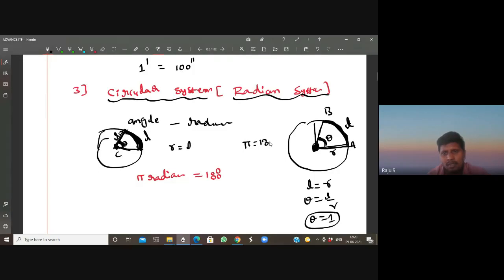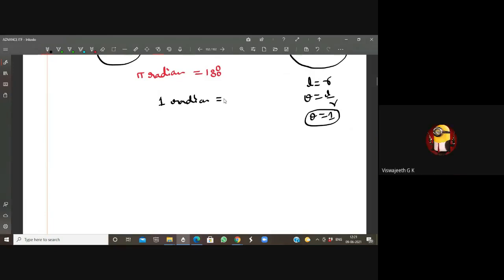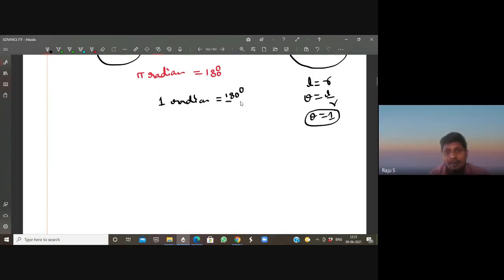Pi radians is nothing but how many degrees? 180 degrees. Yes or no? Yes, sir. That's it. Pi radians is equal to 180 degrees. Okay, 1 radian is how much? 1 radian is equal to 180 degrees by pi.